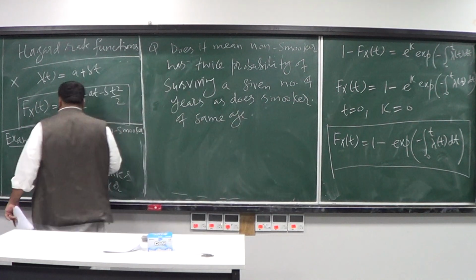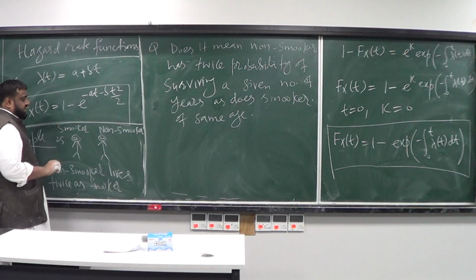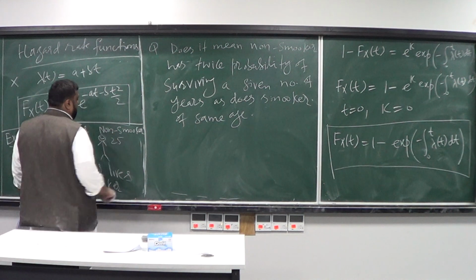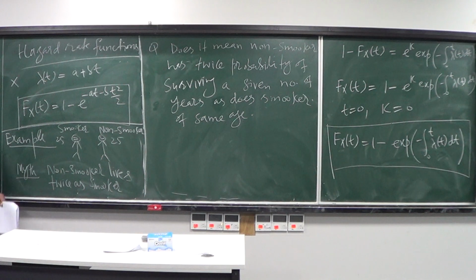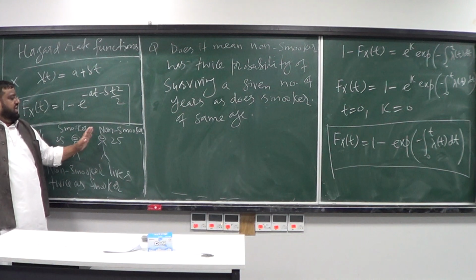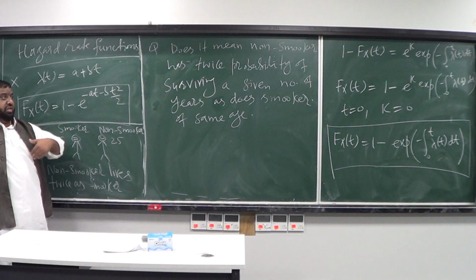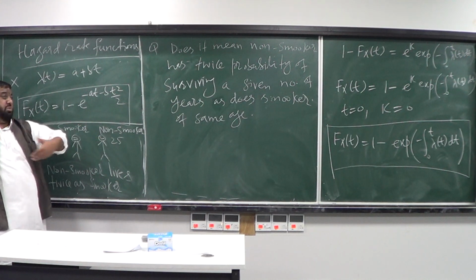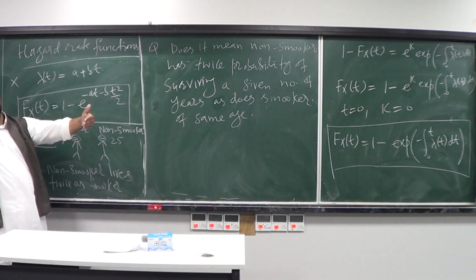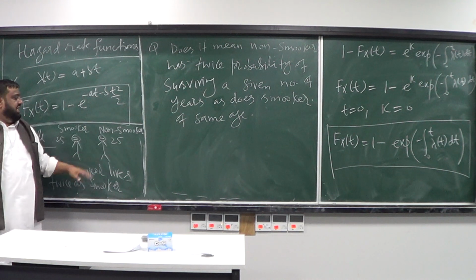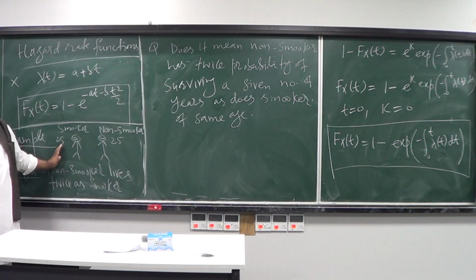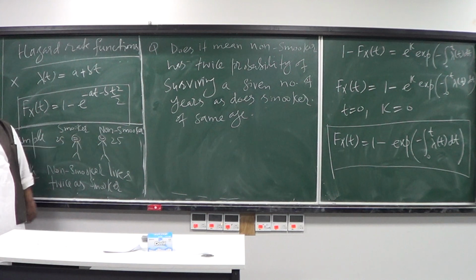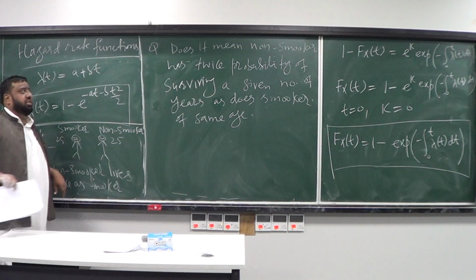imagine this guy is a smoker and is 25 years of age, and this guy is a non-smoker and 25 years of age. Is the probability of the non-smoker having a longer life, or surviving for some number of years, say for example 10 years or the next 50 years, whatever, double the probability of the smoker who is at the same age as this guy actually? Let's try to analyze this problem.